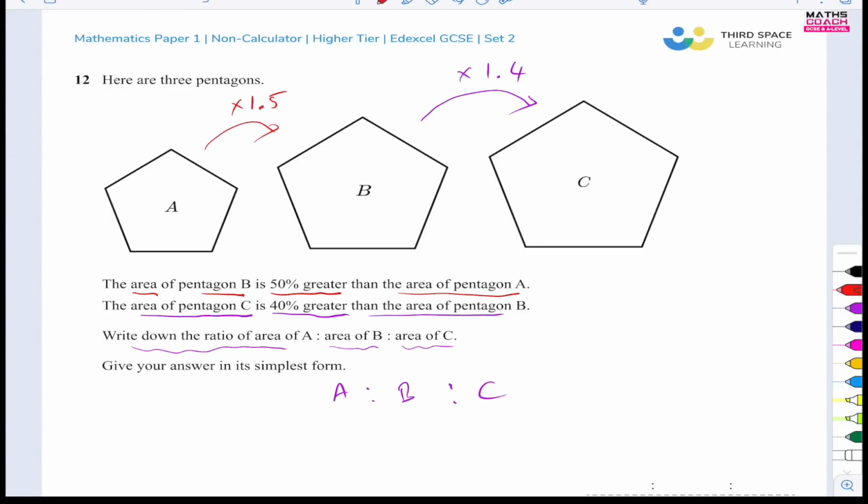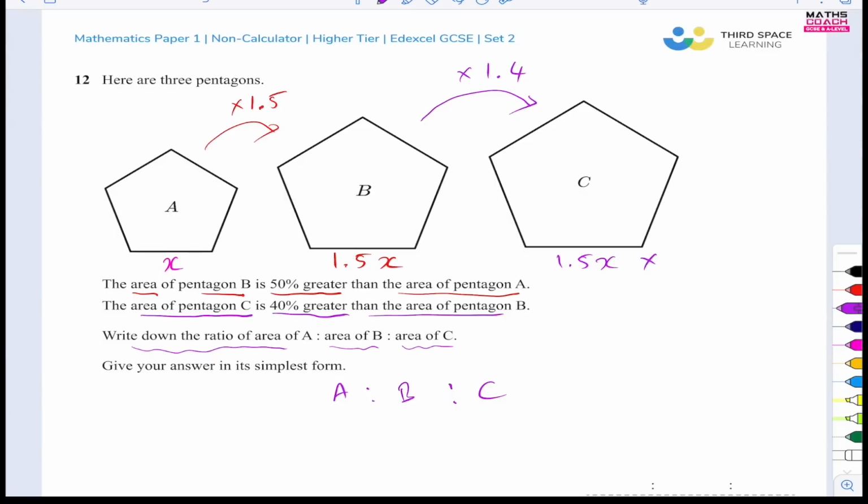Now, let's go back to A. Do we know its area? No, we don't. But let's give it something. All right, let's give it an area. Let's call it X. So if the area of A is X, the area of B, remember it's going to be multiplied by 1.5, is going to be 1.5 times X. So 1.5X. And if the area of C is 1.4 times more, okay, 40% more, it's going to be multiplying this by 1.4.